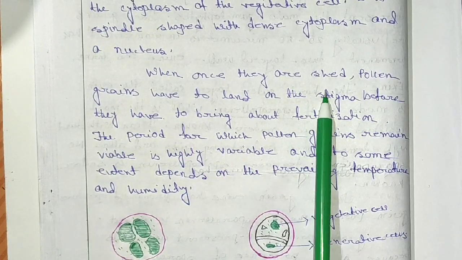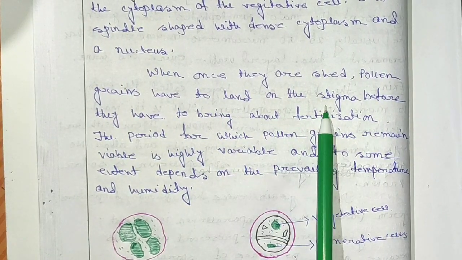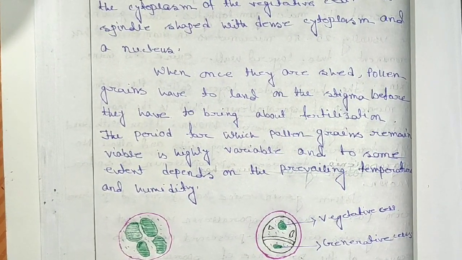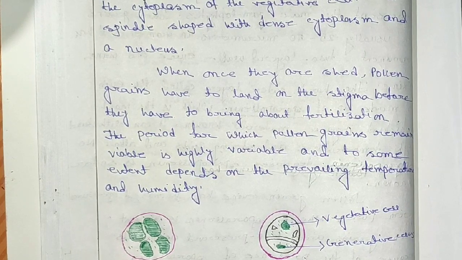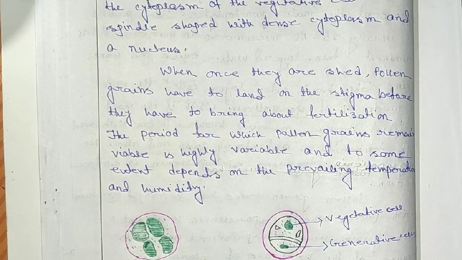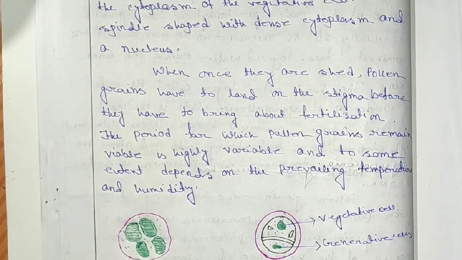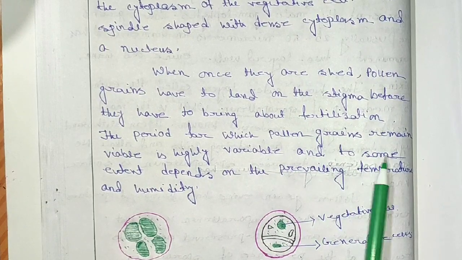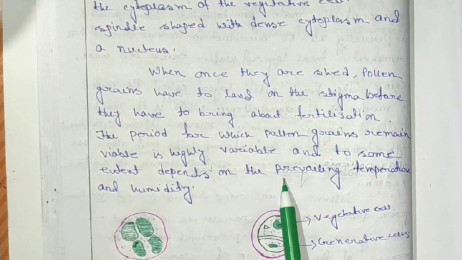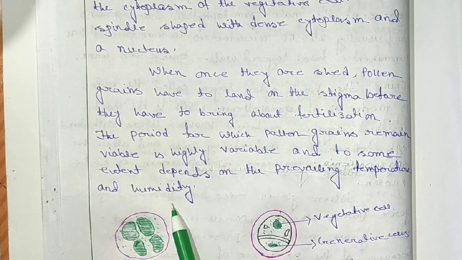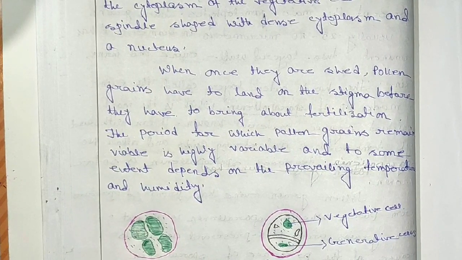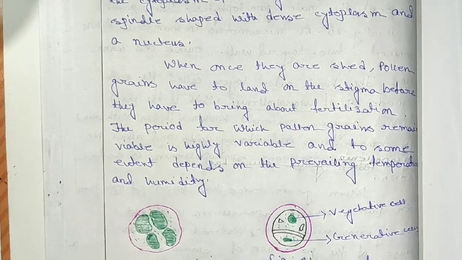Once they are shed, pollen grains have to land on the stigma before they can bring about fertilization. That means when the pollen grains are shed, at first they fall on the stigma. After falling on the stigma, it enters into the ovary and fertilizes. The period for which pollen grains remain viable is highly variable and to some extent depends on the prevailing temperature and humidity. That means the existence of pollen grains depends on temperature and humidity.